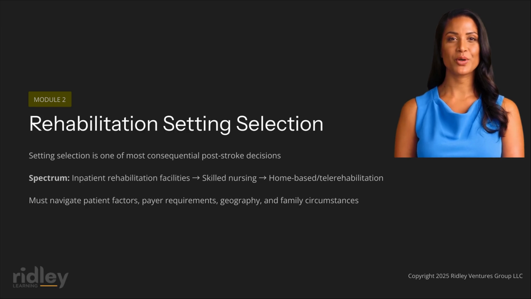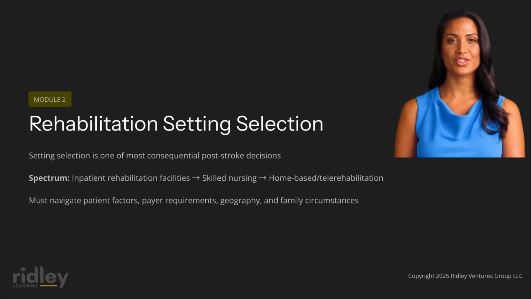The selection of an appropriate rehabilitation setting represents one of the most consequential decisions in post-stroke care, with substantial implications for recovery outcomes, patient and family experience, healthcare resource utilization, and long-term disability trajectories. The contemporary landscape of stroke rehabilitation settings encompasses a spectrum of care environments ranging from intensive inpatient rehabilitation facilities to home-based telerehabilitation programs, each offering distinct advantages and limitations that must be matched to individual patient characteristics and needs.